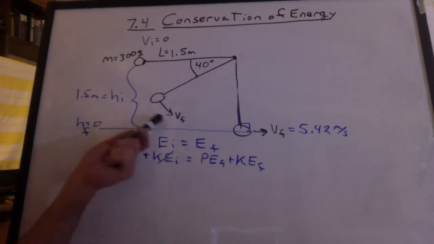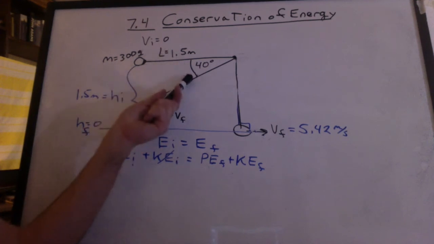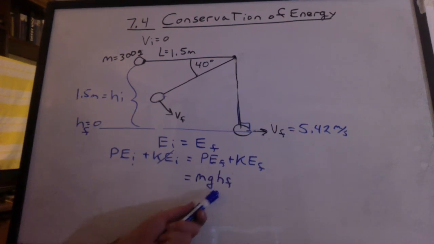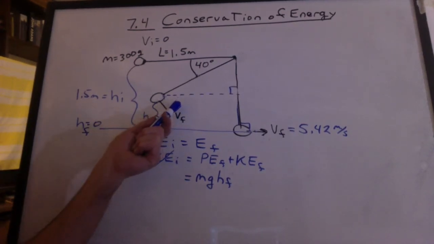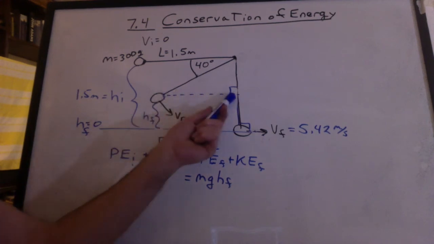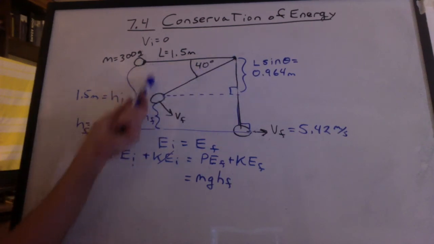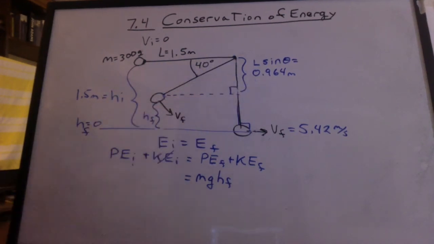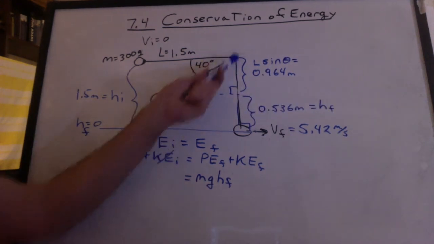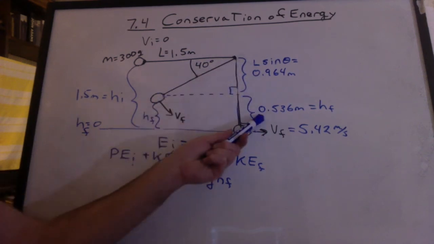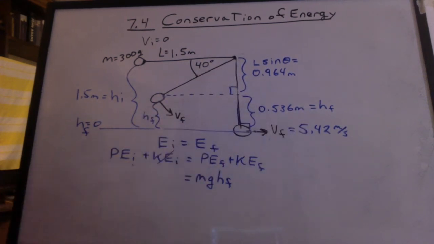Well, what would happen if we wanted to know the final velocity when this thing has fallen 40 degrees? Well, now you're going to have a potential energy final, which means you need a height final. How do you get that? Just like in the first week of school when we were doing the flagpole problem, you have to draw a horizontal line and make a right triangle out of this. You can take L sine theta and get 0.964 meters. Since this is also 1.5 meters, we can subtract 0.964 meters and get 0.536 meters for the height final.